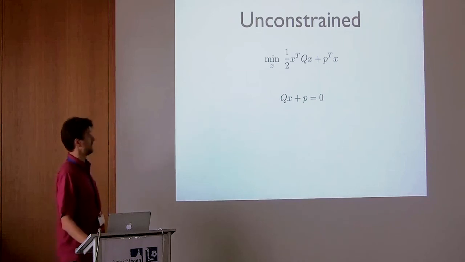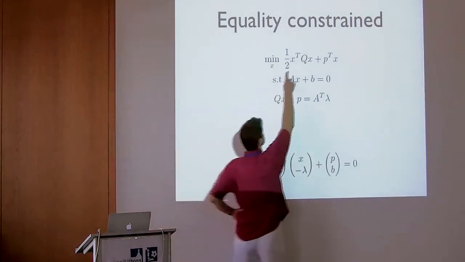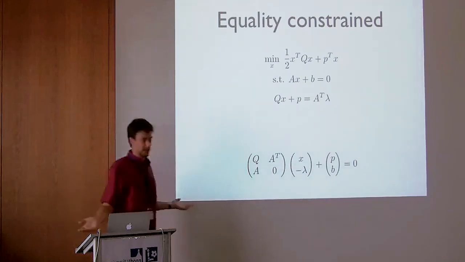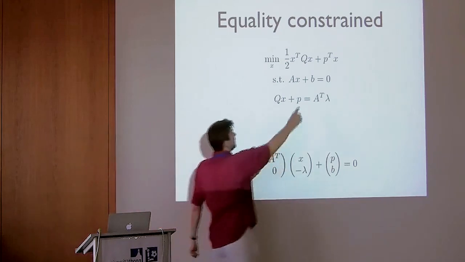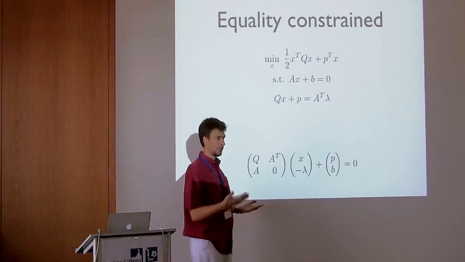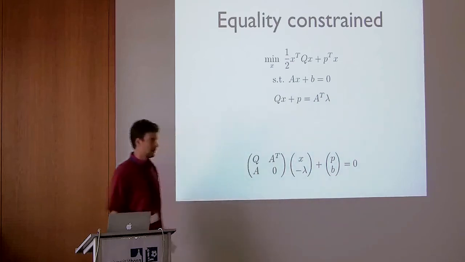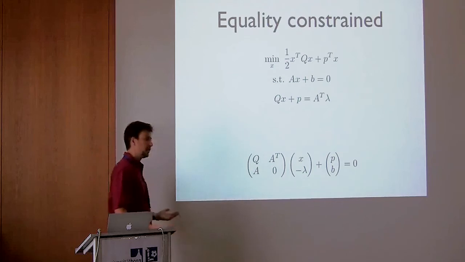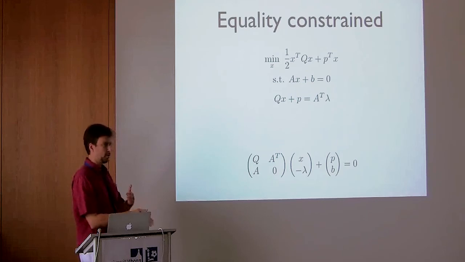What happens when you have equality constraints? When you want to minimize the same function, but now you have a constraint like AX plus B is equal to 0. We know that the minimum of this function is where the gradient is zero. But most probably the point where the gradient is zero does not satisfy this constraint. It's not in this subspace. So in this case, we're not looking at the point where the gradient is zero, but the point where the gradient is orthogonal to my constraint.